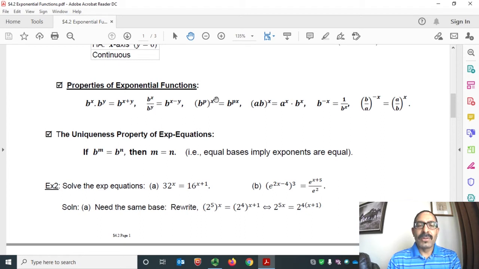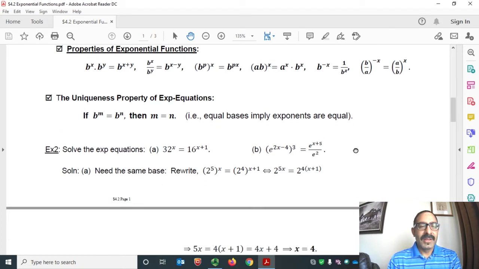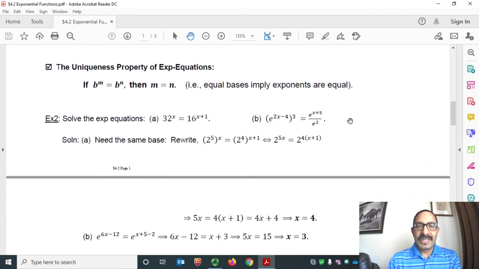If we raise the power of an exponential function, then we simply multiply the powers and we distribute the exponent here. And b to the power minus x is the same as 1 over b to the power x, and similarly the last property. Awesome. Now let's move on. Next, the uniqueness property of exponential equations. If you have two exponential functions with the same base, then the exponents are equal. Awesome. Now let's use these properties and solve some examples.